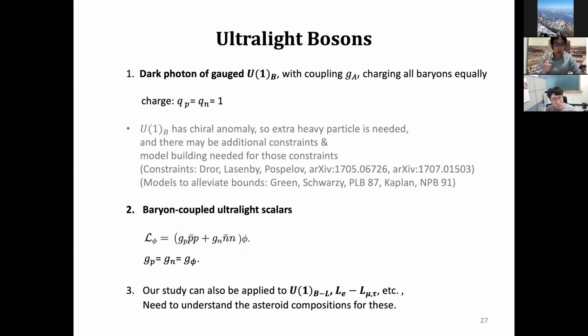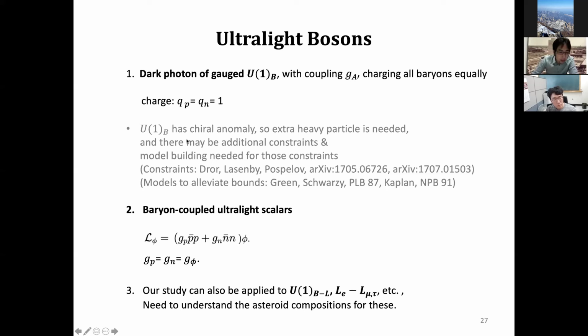Okay, so we pick two specific models. One is gauged U(1)_B, and another is a baryon-coupled ultralight scalar. For gauged U(1)_B, we just call the coupling g_A' for whatever reason. It's the long range force, the gauge dark photon. The dark photon will be A' from now on, and we just charge all baryons equally because it's U(1)_B. And the baryon-coupled ultralight scalar is very similar. You have a scalar coupled to the proton and neutron the same way, and phi is very light. That's it. Very simple model.